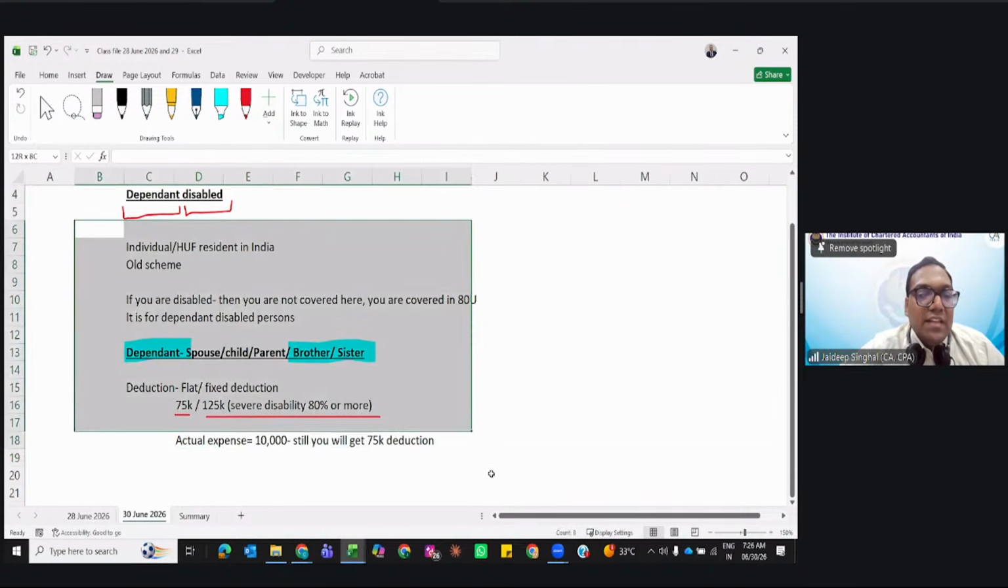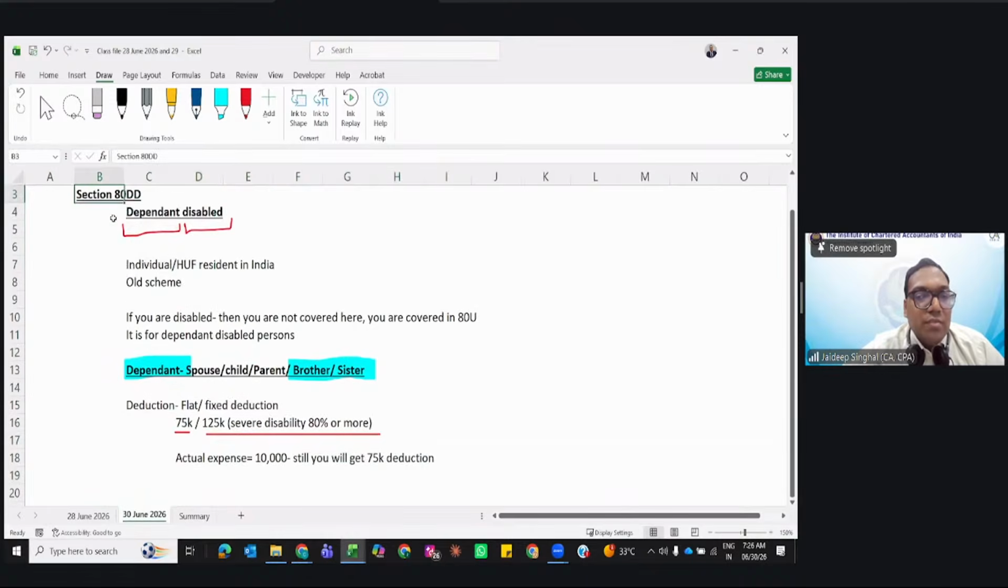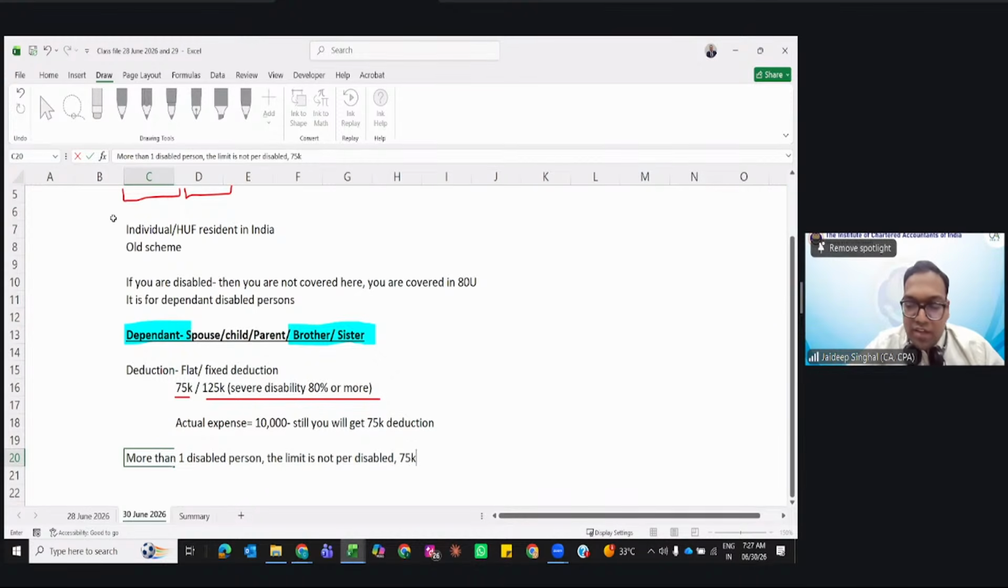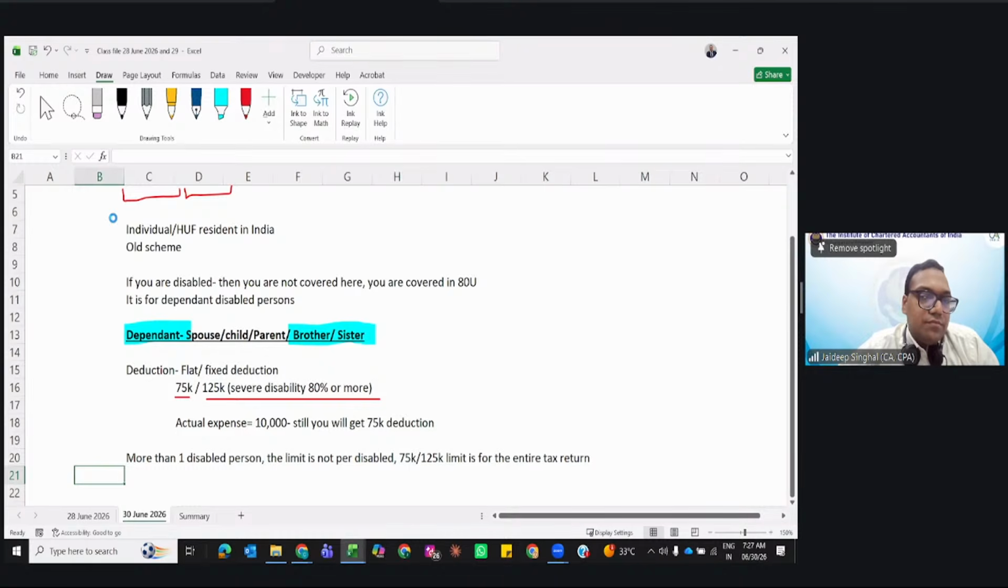I'm writing the important things here so that you also understand it, else we will go through everything from the book as well. So there is a flat deduction. Now, if you have more than one disabled person, the limit is not per disabled person. The 75K or 125K limit is for the entire tax return. Have you noted down? I hope it's clear.